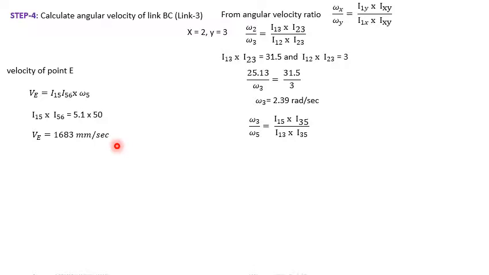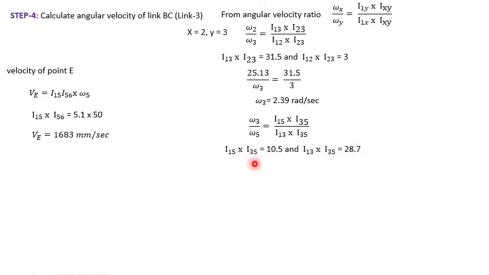Before that, here we need to find omega 5. There is a slight variation in the time of display of this equation and this equation, so don't get confused. First we have to find omega 5. In order to find omega 5, we have to use this equation, omega 3 by omega 5, because x is known, omega 3 is known, y is 5. Therefore omega 3 by omega 5 is equal to I15 into I35 divided by I13 into I35.